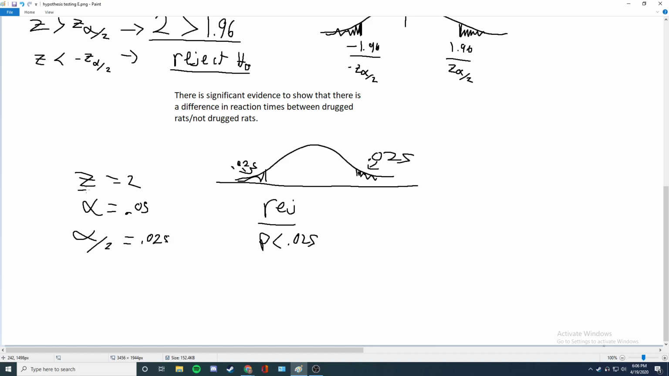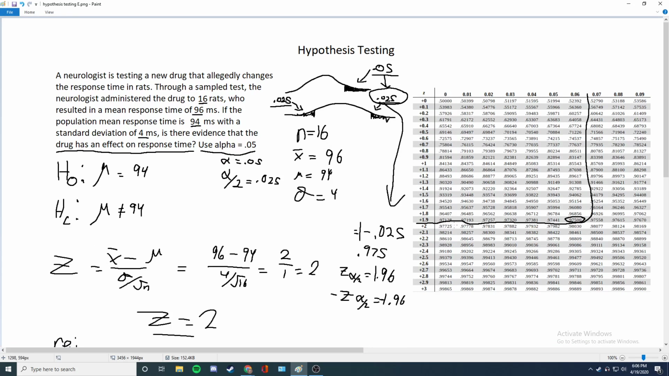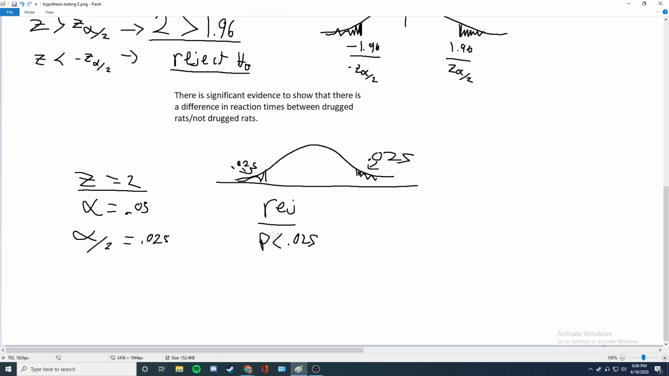Now to find our p-value, we'll take our z equals 2, and we'll find the corresponding area here. So we have 2.0 is 0.97725. So z equals 2 means 0.97725. And we'll take that, subtract it from 1 to get our p. So our p in this case is 0.02275.